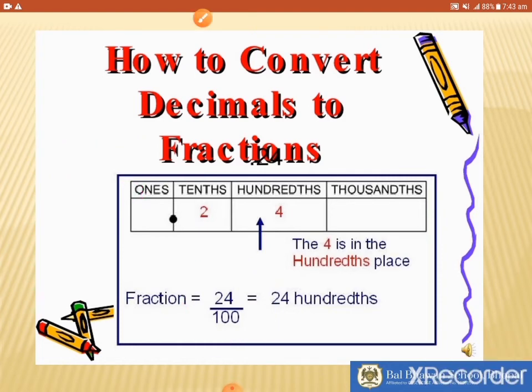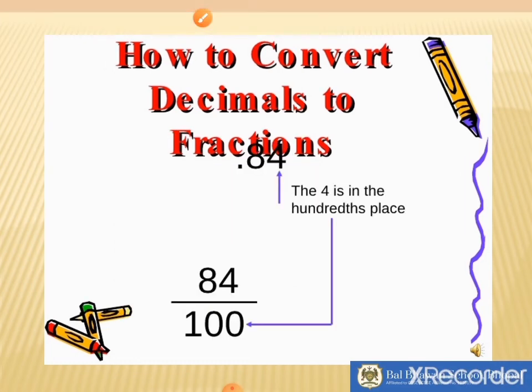Another way of doing it is to put the number in the place value table. If we write 0.24 in the place value table, 2 is on the 10th place and 4 is on the 100th place. So according to the places kept, it can be written as 24 upon 100, where 100 is the place value of the last digit, which is 4. So it is written as 24 upon 100 or 24/100th.